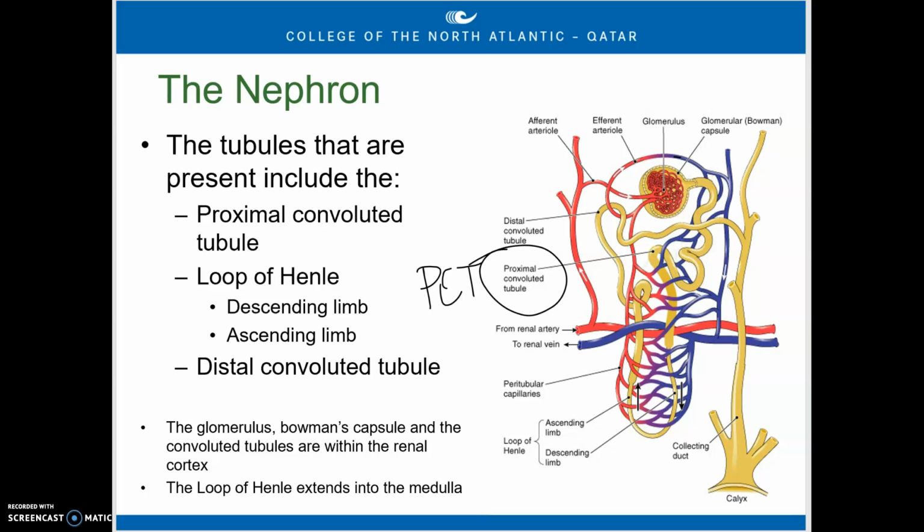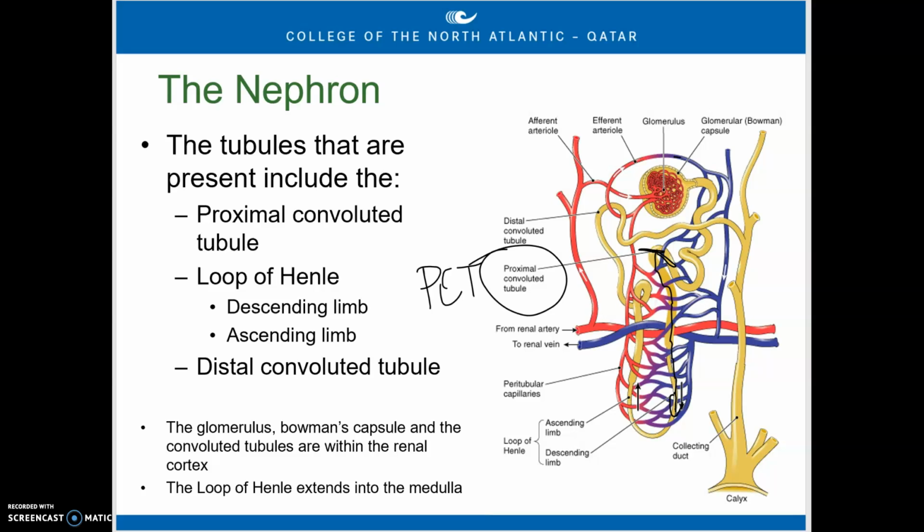Okay, now if we move on to the next section of the nephron, starting at the end of the proximal convoluted tubule about right here, and then ending over here, we have the loop of Henle. So the loop of Henle consists of a descending limb, and that's going to be this part right here. It's going down, descending, and then there's the ascending limb, which comes back up. So that's the loop of Henle, two parts, the descending and the ascending limb.